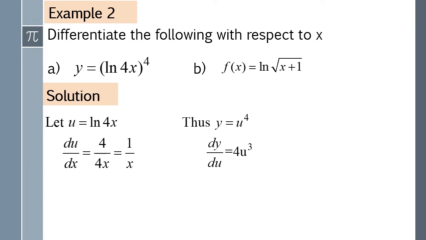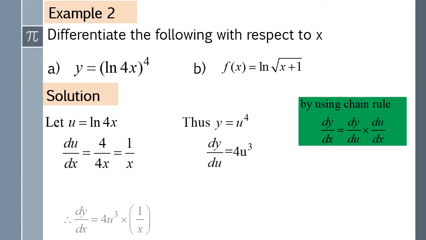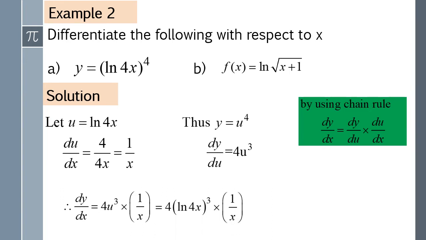Thus, y equals u to the power of 4. Now we differentiate y equals u to the power of 4 using the power rule, until we have 4u to the power of 3. Then by using the chain rule, we substitute dy/du times du/dx. So we have 4u to the power of 3 times 1 over x. Then we replace u with ln 4x here. Then we have 4 over x times (ln 4x) to the power of 3.